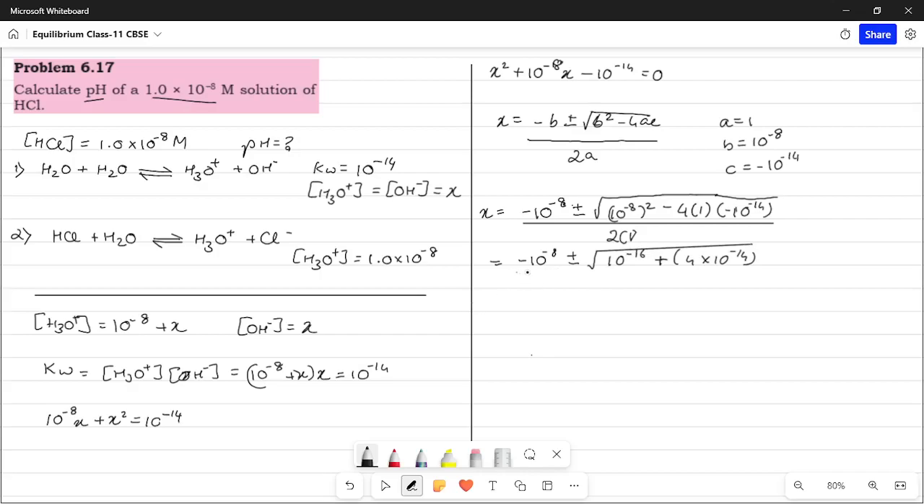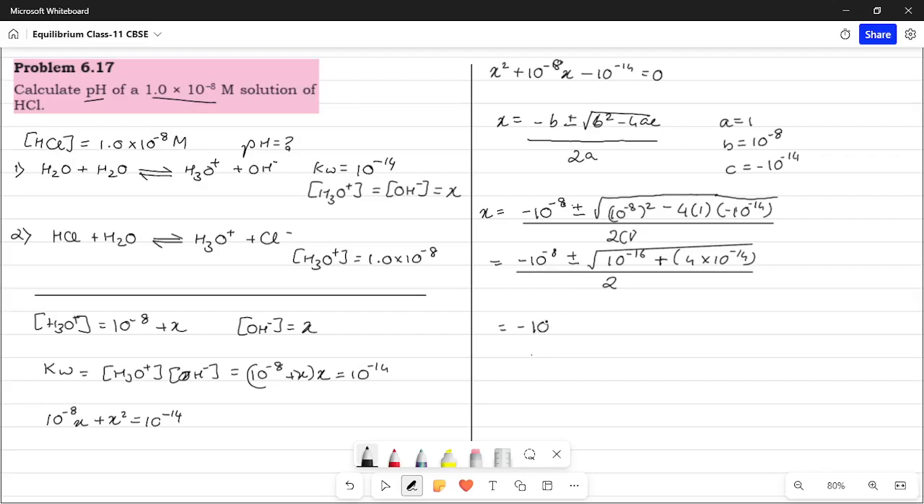Okay, so this whole divided by 2. This is further simplified as follows. First of all, you have 10 to the power minus 8 outside, right? The root of 10 to the power minus 16 is going to be equal to 10 to the power minus 8. So what we will do is simplify this to get to 10 to the power minus 16 and then go from there.